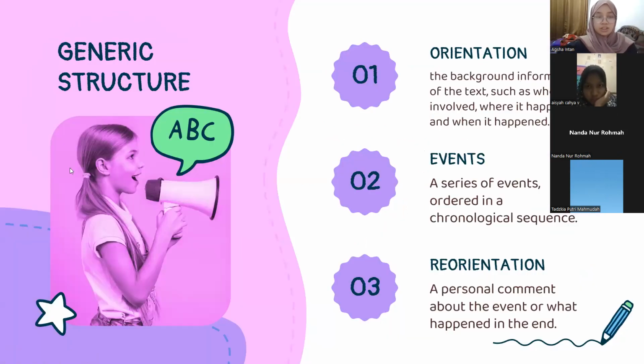There is a generic structure for recount text, and there are 3 generic structures in every recount text: orientation, events, and reorientation. Orientation is the background information of the text, such as who was involved, where it happened, and when it happened. Events are a series of events ordered in a chronological sequence. What happens? That's it, the story. And then reorientation is a personal comment about the event or what happened in the end.